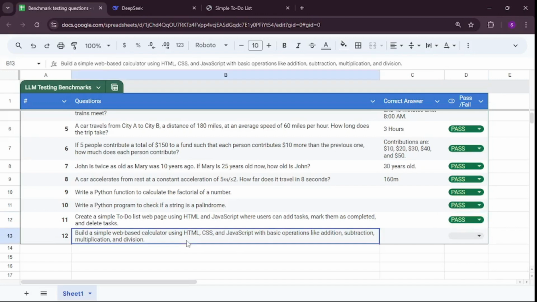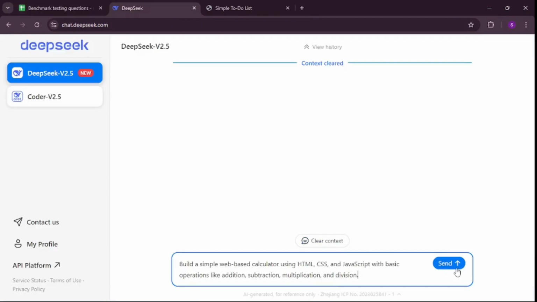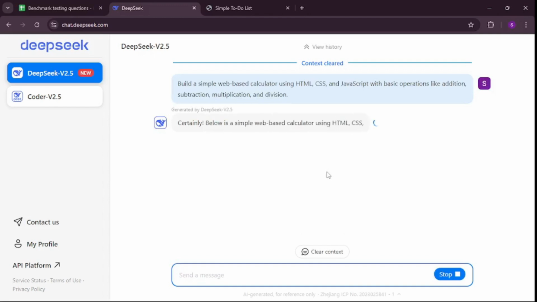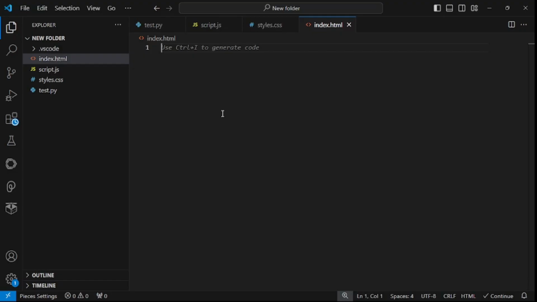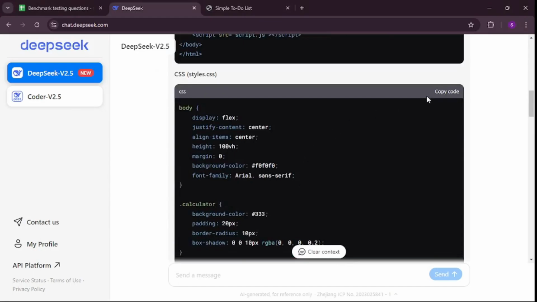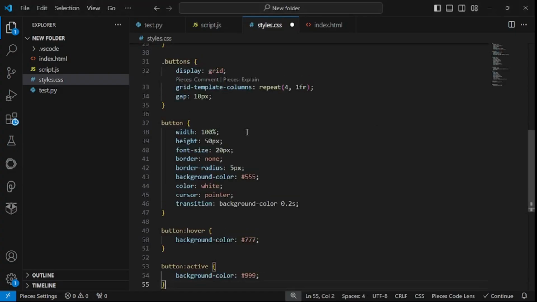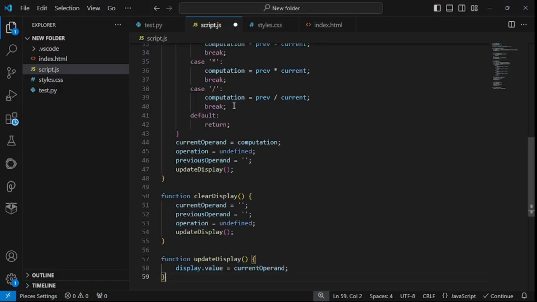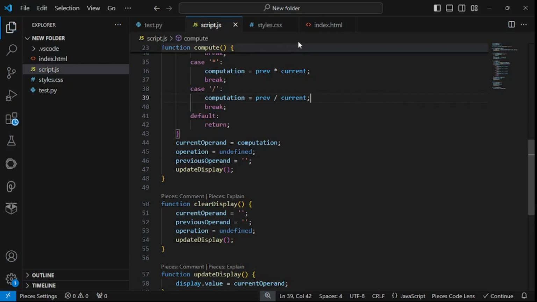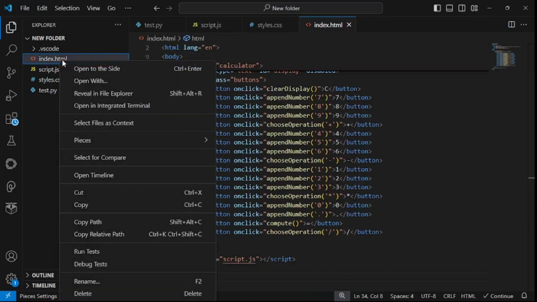And as for the last one, let's just copy this. So this time it's going to be a calculator. Let's see if it actually works. So the results are out, and I'm just going to copy the HTML code here, paste that right here, save that. As for the styles, I'm going to copy the CSS, paste that here, save. Last but certainly not least, the JavaScript code. And there you go. Now our code is all set. Let's actually run this.